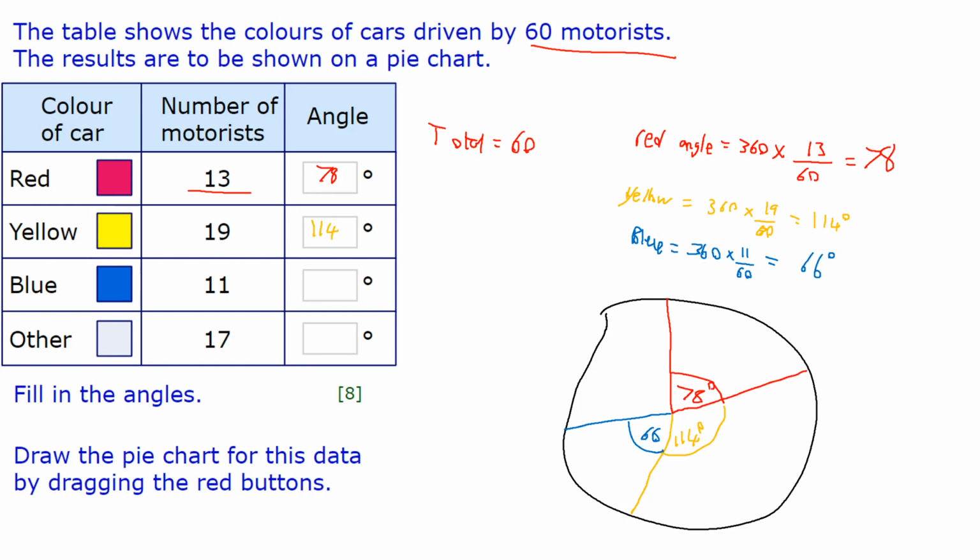And then finally the other, which I'll put in purple, right? That's just going to be 360 times 17 over 60, which is equal to 102 degrees. And so that is what our pie chart should look like.